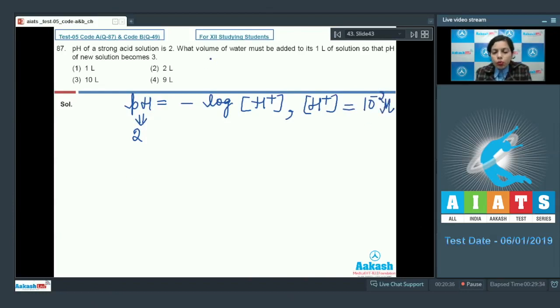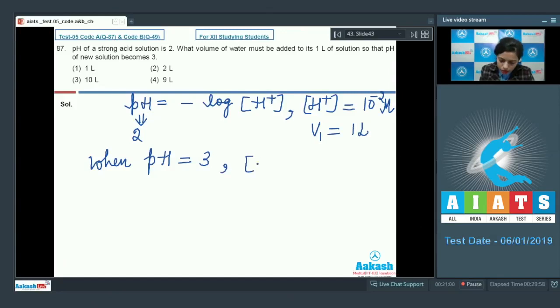Now, in this case, what volume of water must be added to its 1 liter? It means for this solution, volume is also given. That V1 is 1 liter. And they are asking what amount of water is added to make the new solution with the pH value 3. It means when pH becomes 3, in that condition, this H plus ion concentration would be equal to 10 raised to the power minus 3 molar.